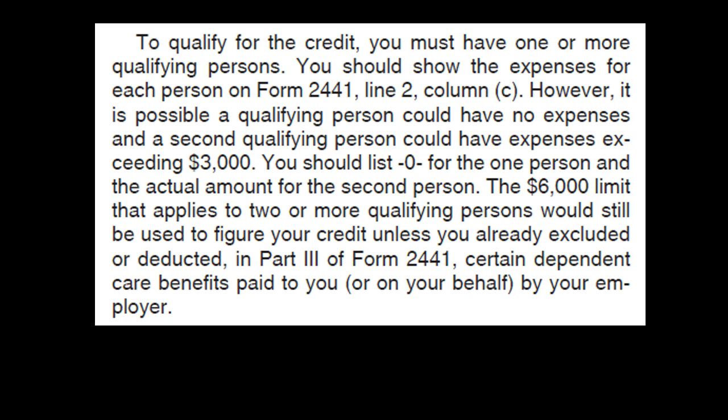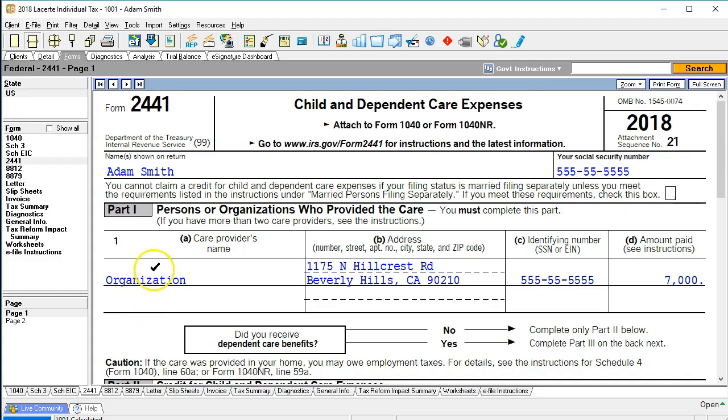The $6,000 limit that applies to 2 or more qualifying persons would still be used to figure your credit, unless you already excluded or deducted in Part 3 of Form 2441 certain dependent care benefits paid to you or on your behalf by your employer. So let's take a look at this.